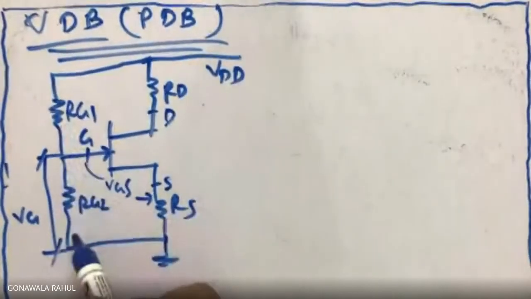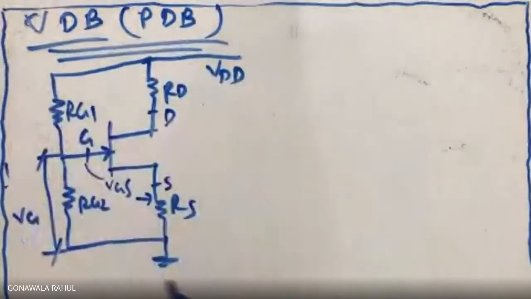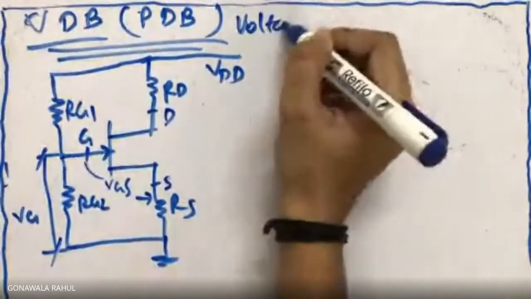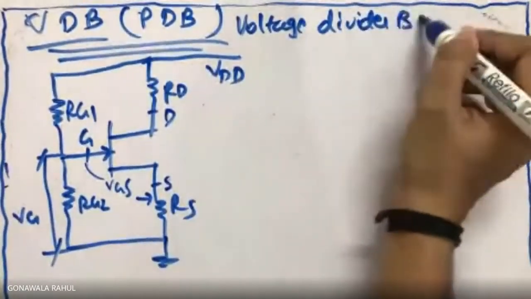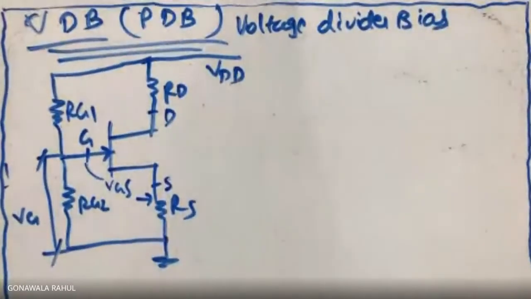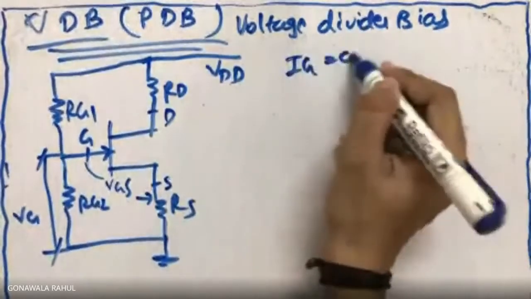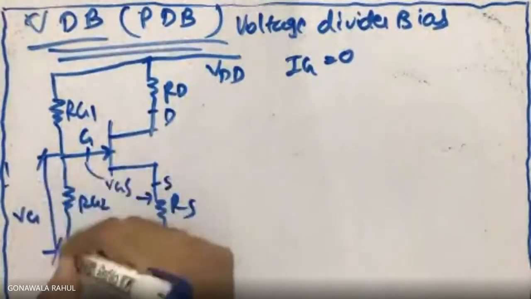So here RG1 and RG2 are connected on the gate side between VDD and ground, hence named as voltage divider bias or potential divider bias. Okay, so the gate is reverse biased, so IG will be 0. Gate is reverse biased, hence IG will be 0. Hence applying potential divider rule.